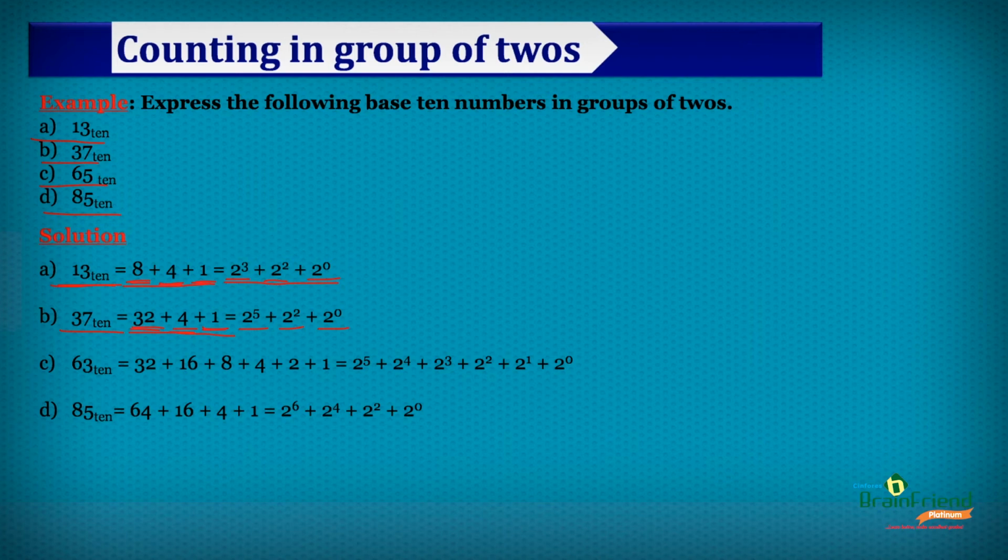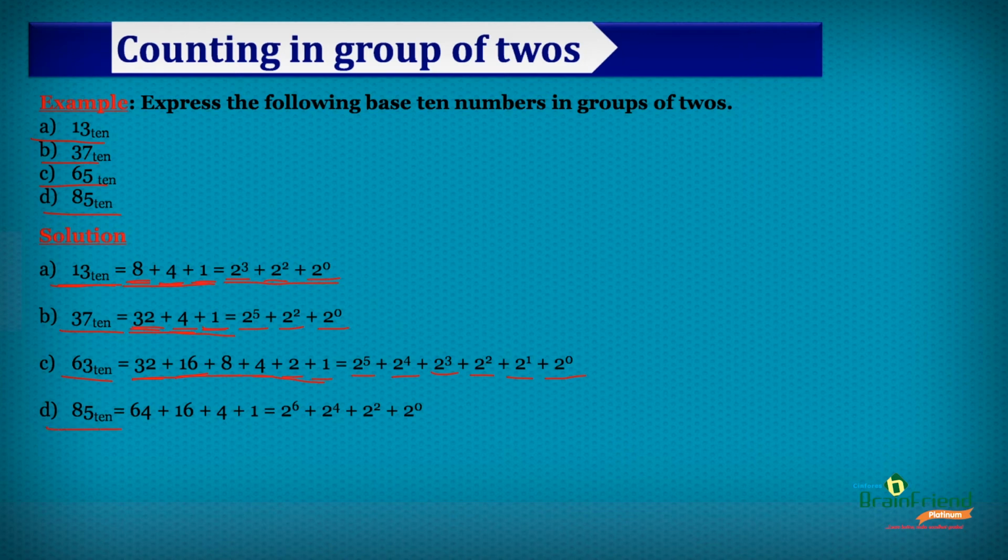Now to the third example, 63 base 10. 63 base 10 can be written as 32 plus 16 plus 8 plus 4 plus 2 plus 1. When we add all of this, it gives us the number 63. Now 32 can be written as 2 raised to power 5, and 16 as 2 raised to power 4, 8 as 2 raised to power 3, 4 as 2 raised to power 2, 2 as 2 raised to power 1, and 1 as 2 raised to power 0.